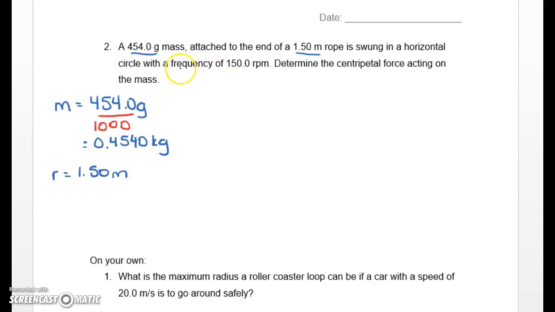And we know it's swung with a frequency of 150 revolutions per minute. So just like what we saw in the last video, we do want to make sure we convert those units. So we want to make sure that we are working with revolutions per second. So when we convert the frequency to period, our units will be in seconds. So once again, we are going to use unit analysis to simplify this. So we have 1 minute in the top to get rid of our units on the bottom, and then we're going to introduce that 60 seconds.